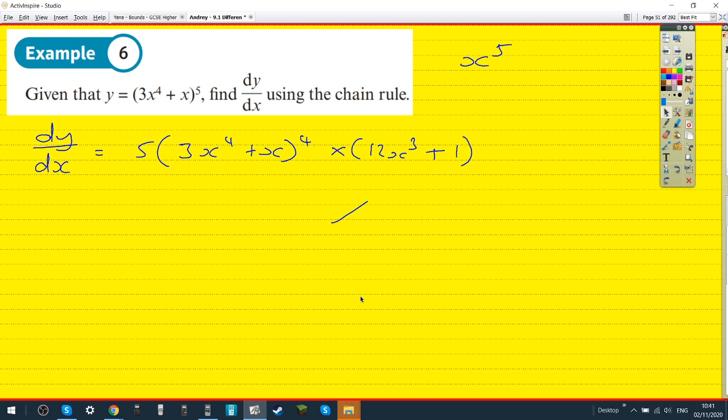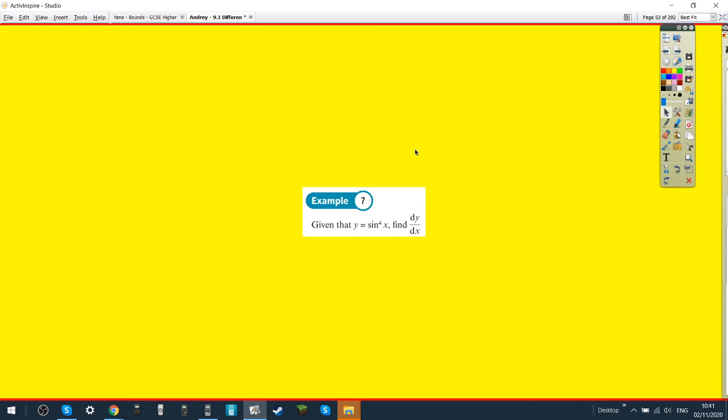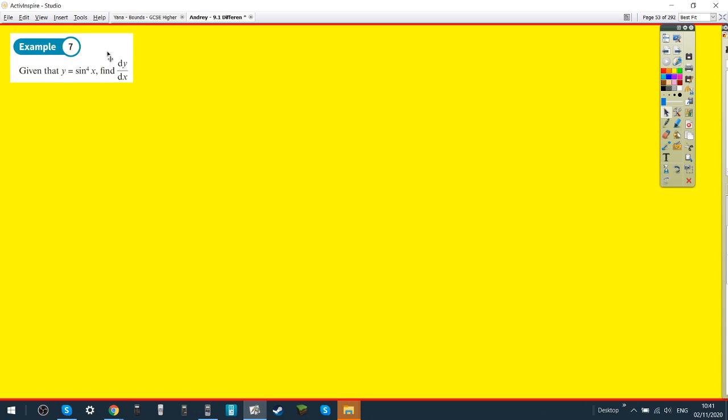You can easily make a mistake, and what I find much easier, one of the few things that is easier to do in your head, is just do the derivative of the whole thing and then times by the derivative of the function inside the function. That's what I found to be easier. Okay, let's try this one.